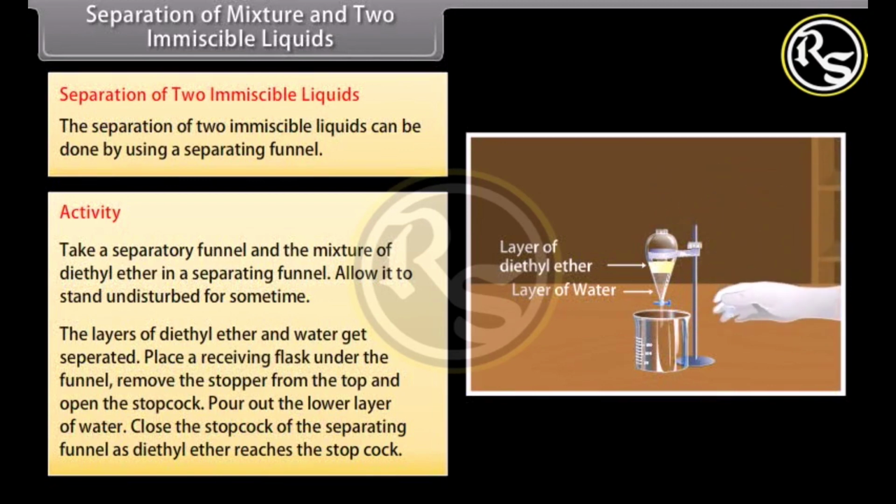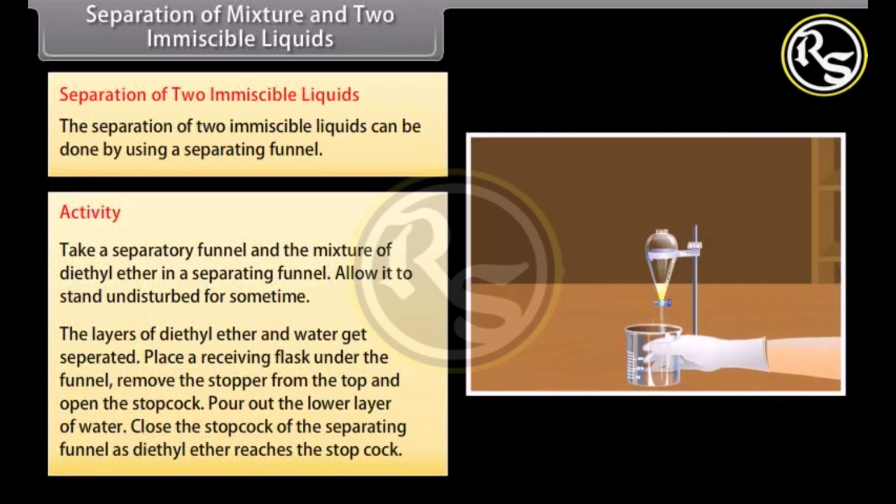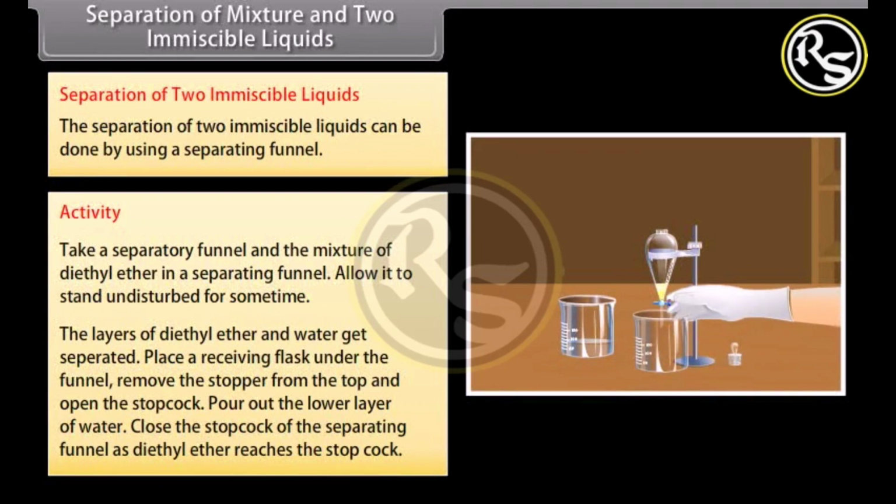Place a receiving flask under the funnel, remove the stopper from the top and open the stopcock. Pour out the lower layer of water. Close the stopcock of the separating funnel as diethyl ether reaches the stopcock.